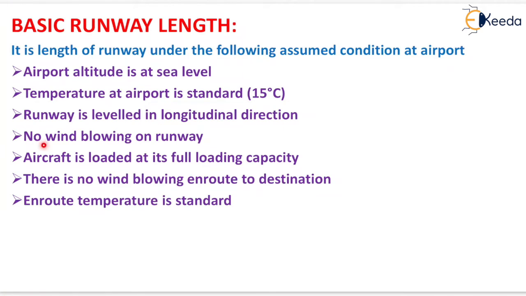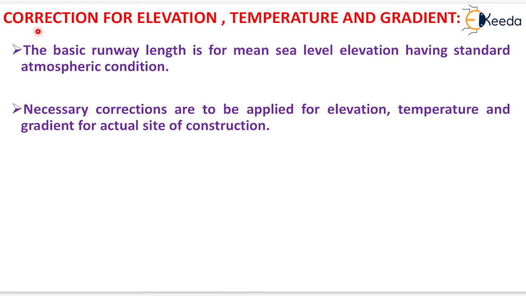Next one is no wind blowing on the runway. Another one is the aircraft is loaded at its full loading capacity. Next one is there is no wind blowing en route to destination, and the last one is en route temperature is standard.